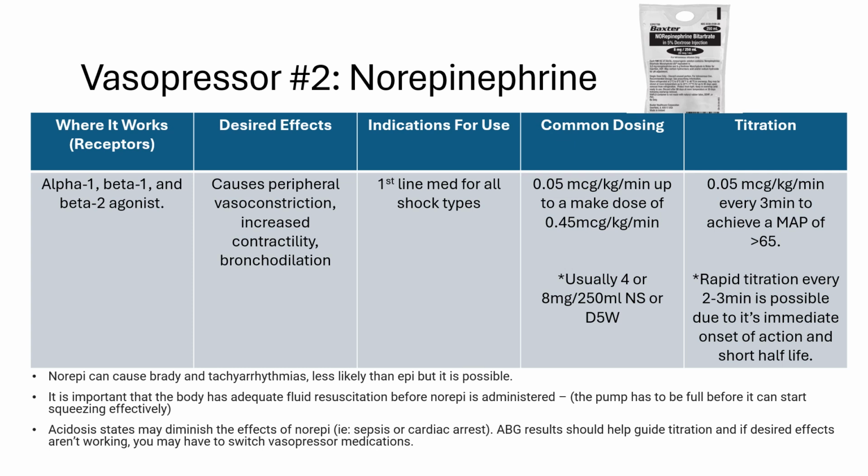One other kind of bummer with norepi, which is interesting because we often use it in sepsis, but acidotic states can diminish the effects of norepi. So like when you think about sepsis or cardiac arrest, it can make it where it's not as effective in this acidotic state. So you should be using your ABG results to help guide titration. And if you're titrating up and you're not getting the desired effects, you might have to switch to a different vasopressor.